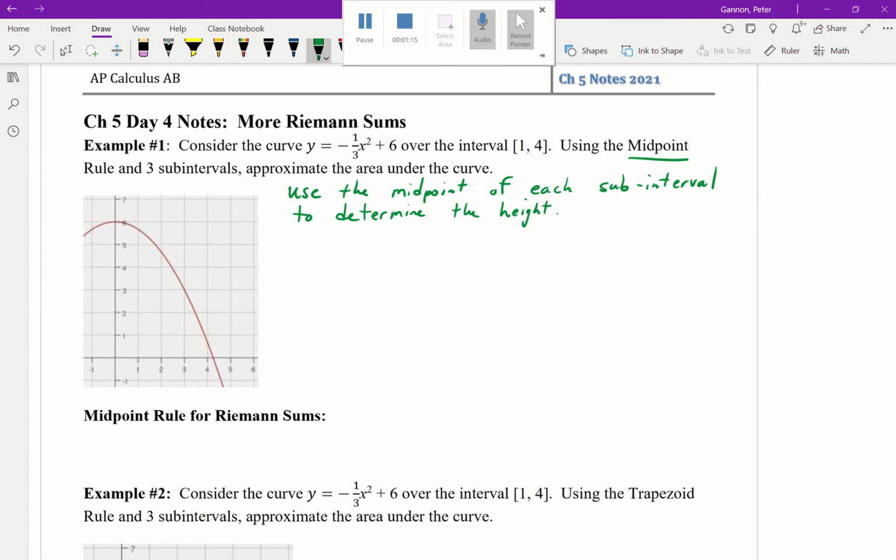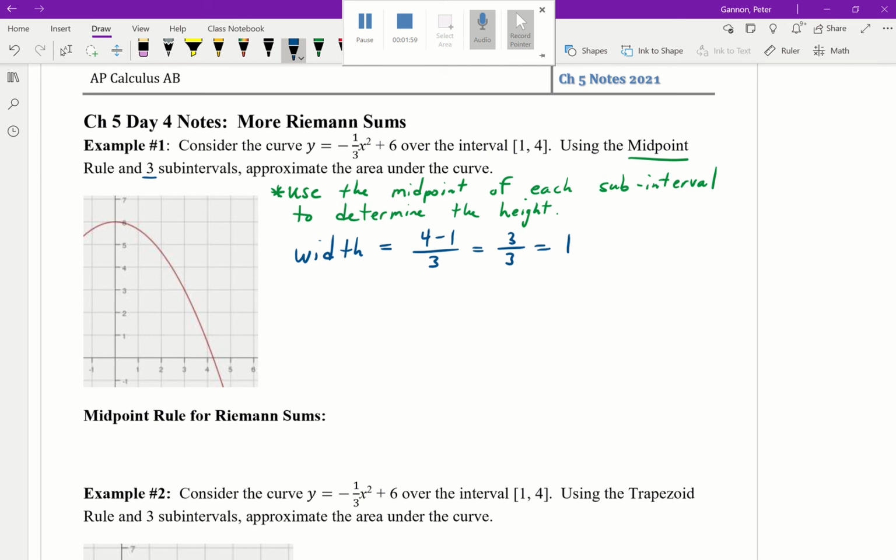All right, so now, like other Riemann sums, with the midpoint Riemann sum we're still using rectangles to approximate the area under the curve. To find the area of the rectangle, we need the width and the height, or the base and the height essentially. So we're going to find the width by taking our interval, 4 minus 1, and dividing that by the number of subintervals, which is 3. In this case, that would be 3 over 3, which is 1. So each of our intervals is going to have a width of 1.